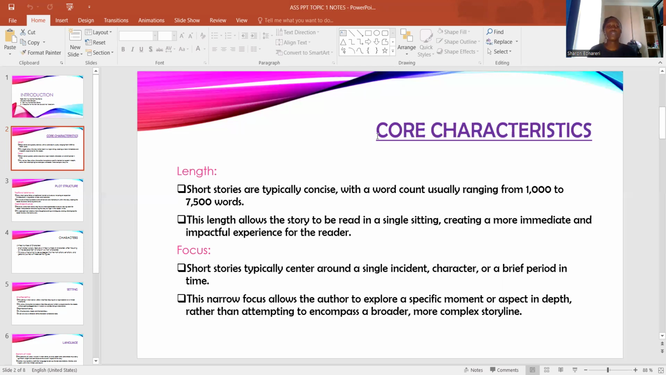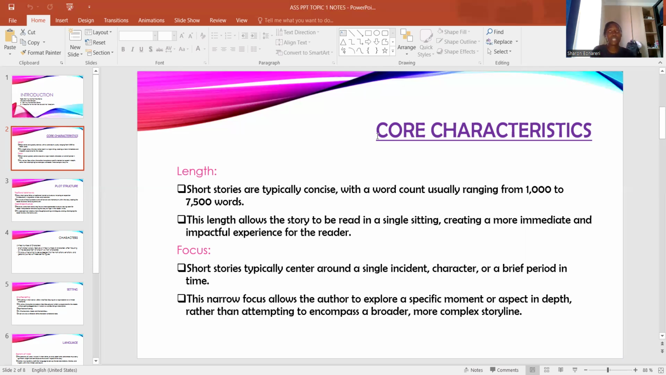The length first. Short stories are typically concise, with a word count usually ranging from 1,000 words to 7,500 words. This length allows the story to be read in a single sitting. Actually, you can read a short story in even less than an hour, less than 30 minutes.